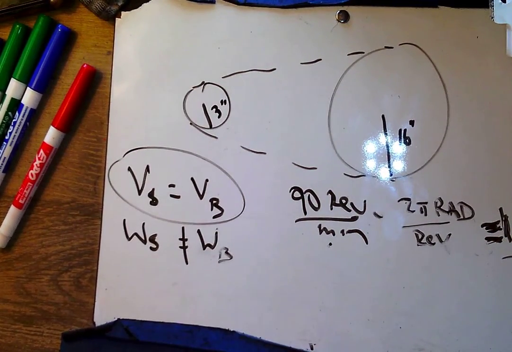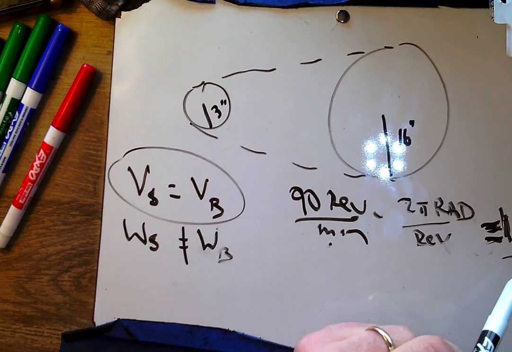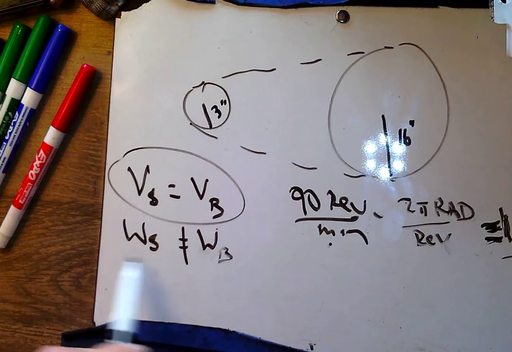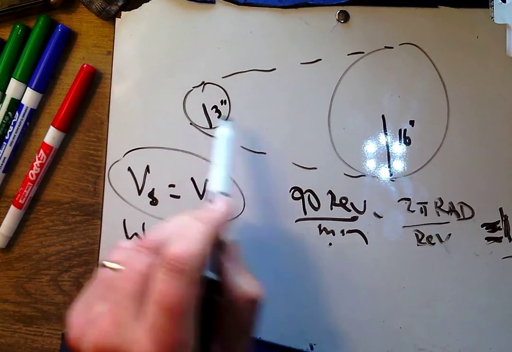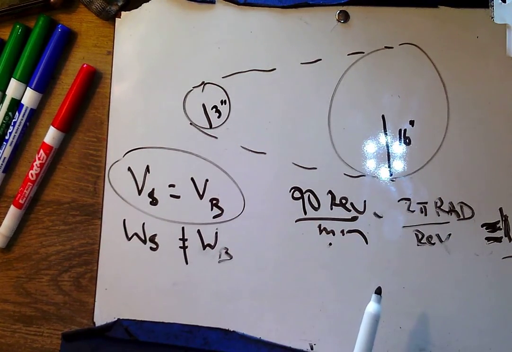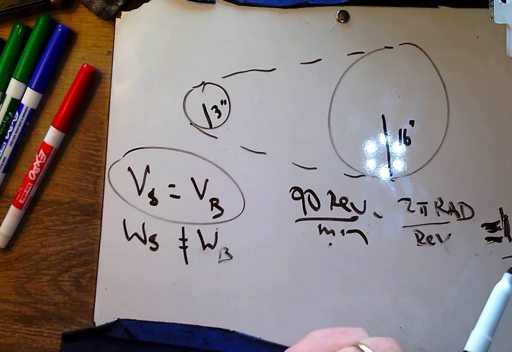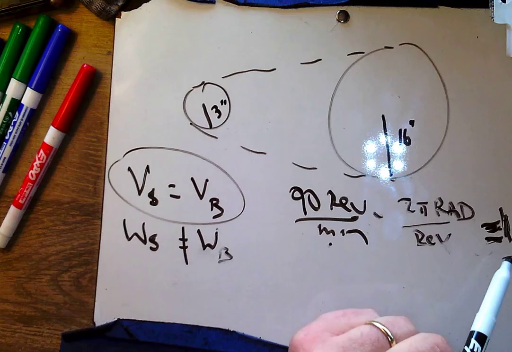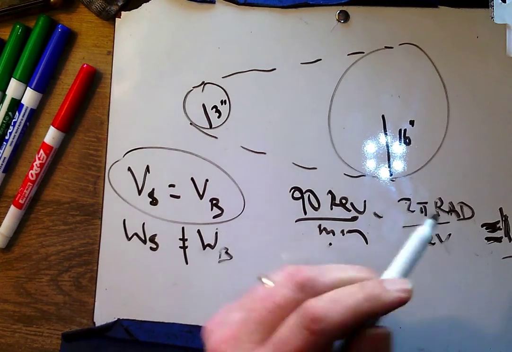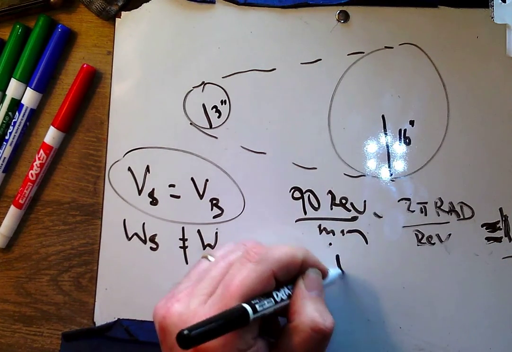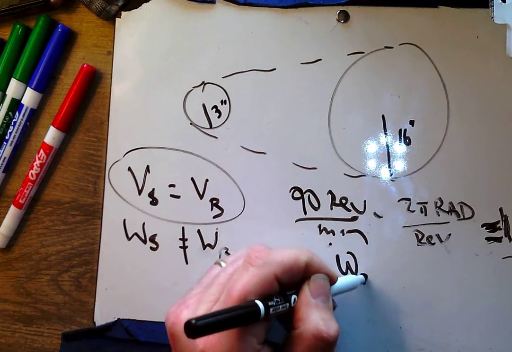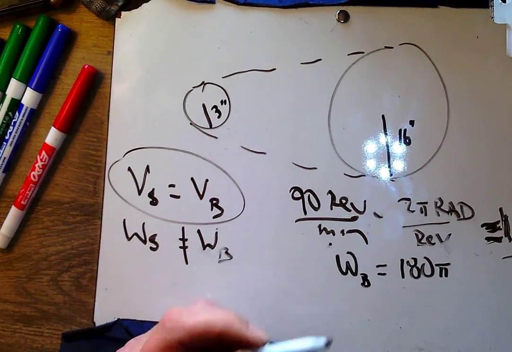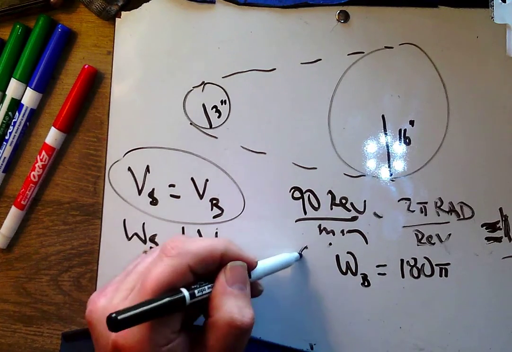Nice. Now, this is an angular velocity. And here, the angular velocities are not likely to be the same. In fact, I know they're not because the radii are different. But this is the angular velocity for the flywheel. And the flywheel is the big one. Okay, so angular velocity of the big one is 180 pi. Cool. Now that's part A.